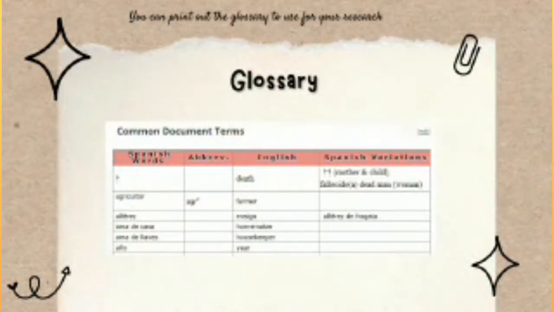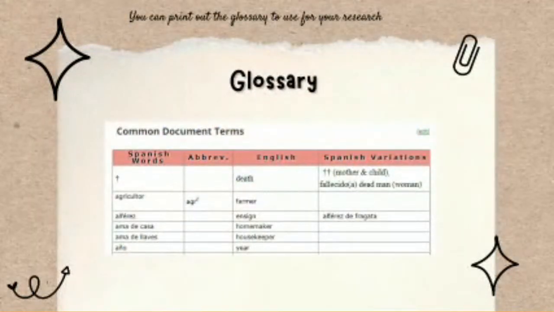This is the start of common document terms. The symbol in that first cell may be the only thing indicating that this is a death record. If there are two of the symbols, that could mean a mother and child died together, or paired with felicido, a dead husband or wife.